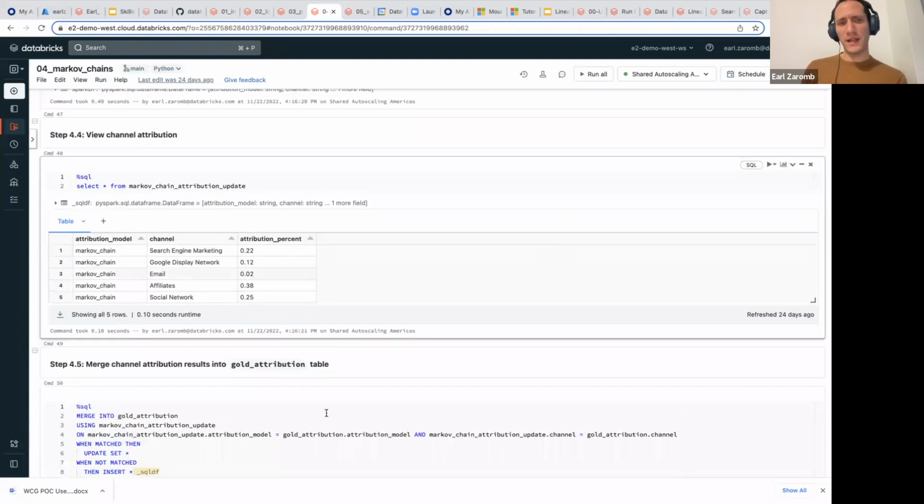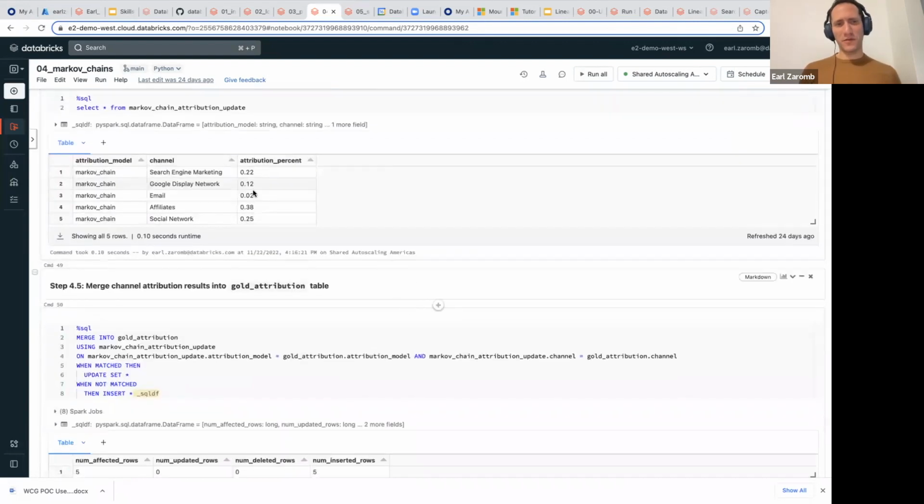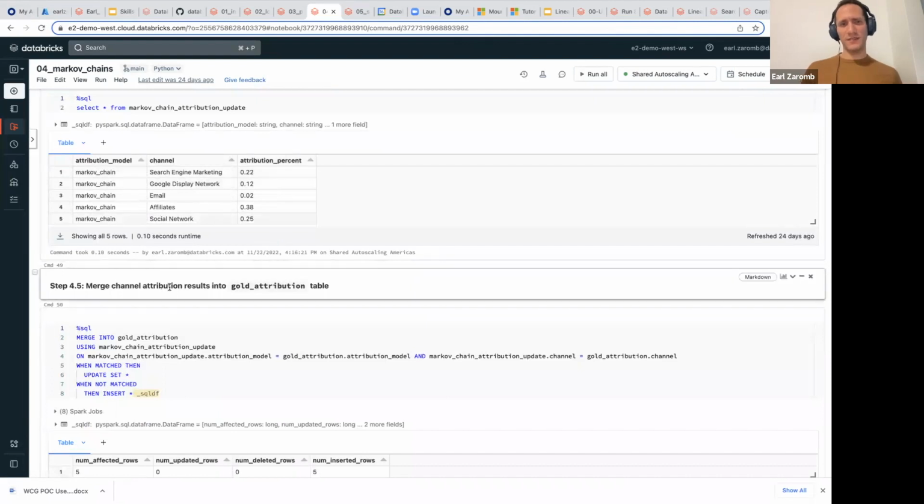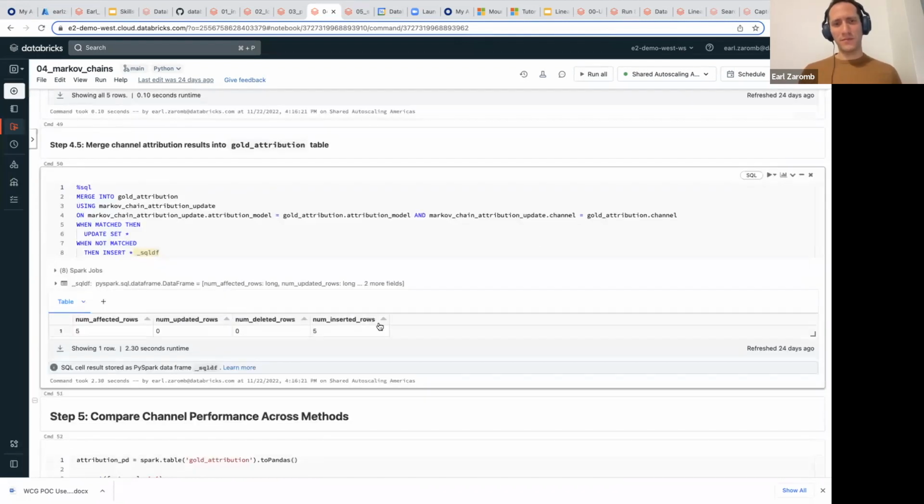And now, voila, we have our final result using this Markov chain method, where for conversions we're going to assign 38% credit to affiliates, 25% to social networks, 22% to search engines, and so forth. So this is the new attribution percent when we take into account all of the channels together. And we're going to then merge it back into the gold attribution table.